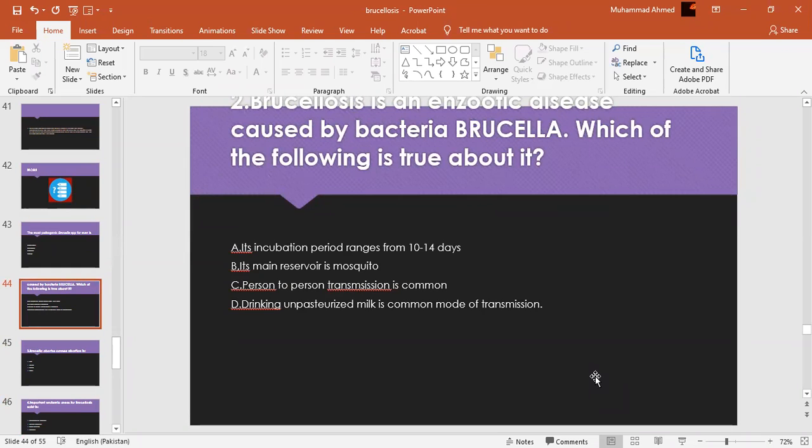Brucellosis is an enzootic disease caused by the bacteria Brucella. Which of the following is true about it? A. Its incubation period ranges from 10 to 14 days. B. It is transmitted by virus mosquito. C. Person to person transmission is common. That's right, the incubation period is highly variable, and as you know, the main reservoirs are cattle, goat, buffalo, and person to person transmission is rare.